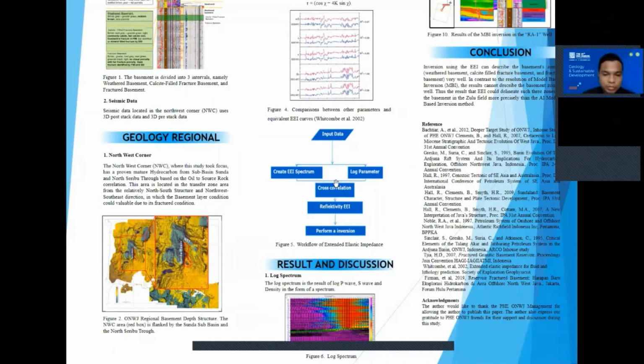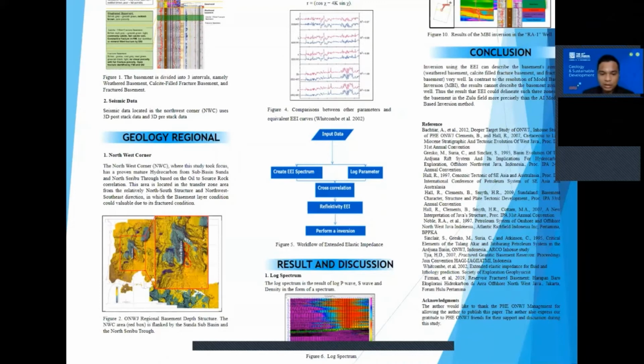chi-angle. When we have the chi-angle, we generate the reflectivity extended elastic impedance, and from this input we perform an inversion. In this research, we use a model-based inversion to perform the inversion. We also use model-based inversion like in the first method, because hopefully we are comparing the same inversion algorithm with different input.